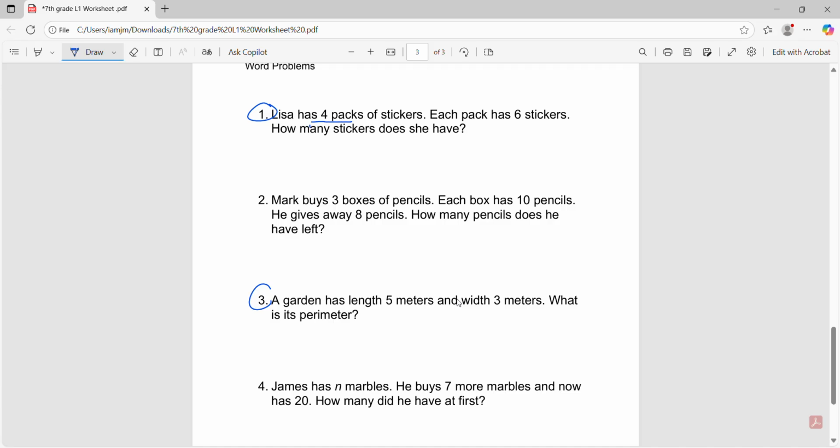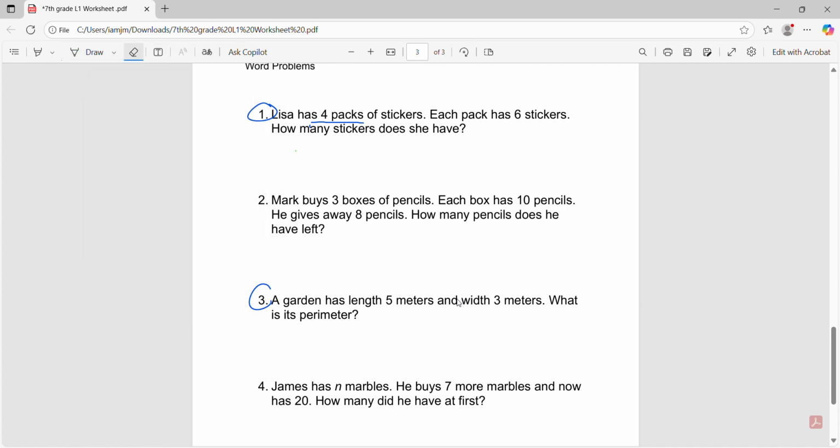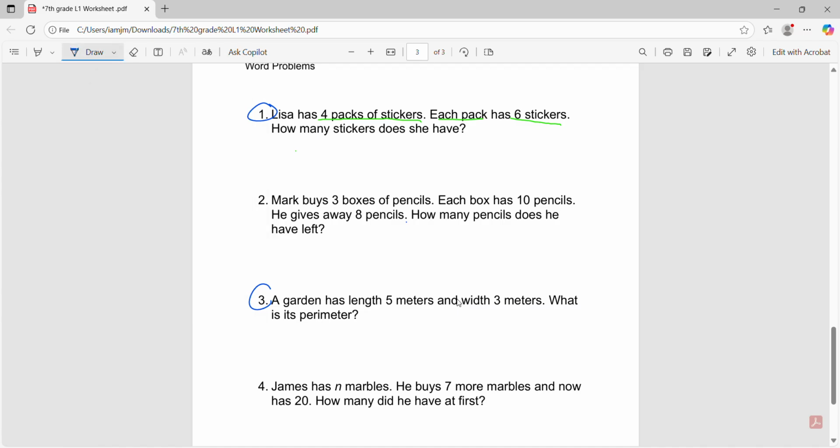Lisa has 4 packs of stickers. Let's use another colored pen so you can easily identify. So Lisa has 4 packs of what? Stickers. Each of these 4 packs have 6 stickers in them. How many stickers does she have? So Lisa has 4 packs of stickers and each pack has 6 stickers.